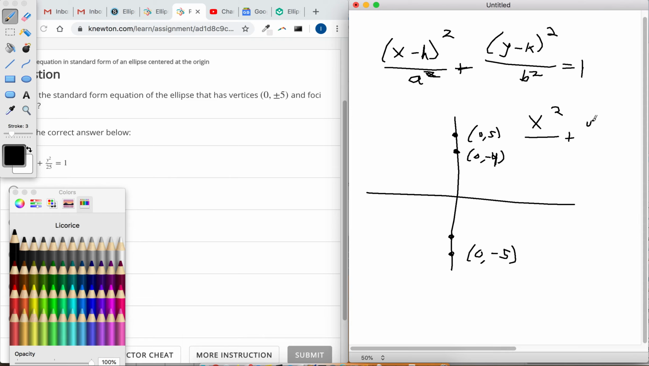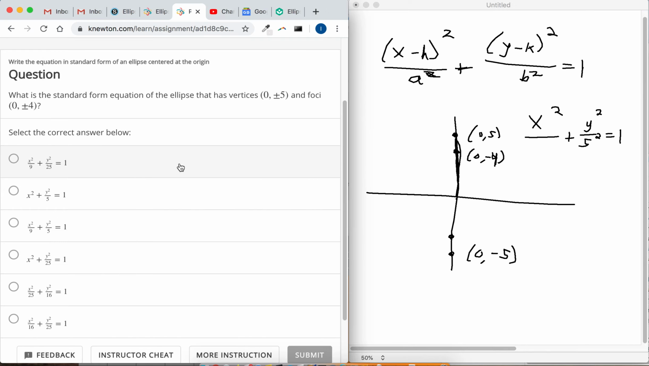We actually know what B is because, since we just found out the vertical direction is the major axis, we know B is going to be 5, because that's the radius, the distance from the origin of the ellipse to 0, 5. So we have to find out what A is, and I think we're probably going to have to use the foci to determine that.